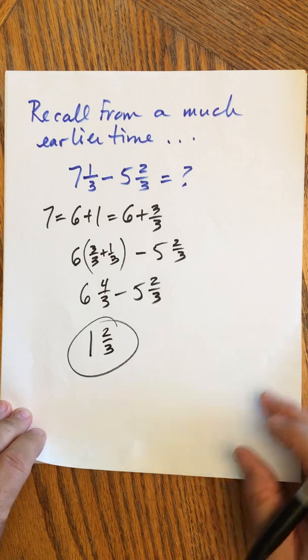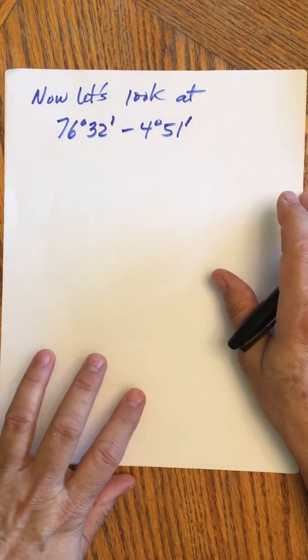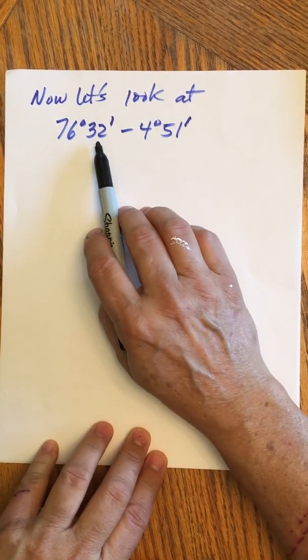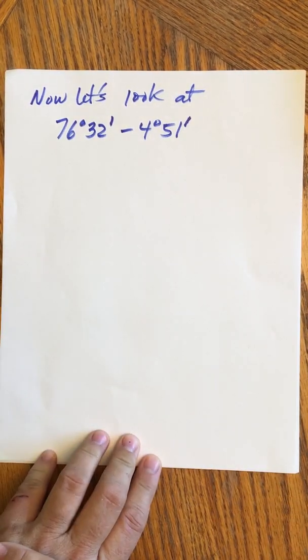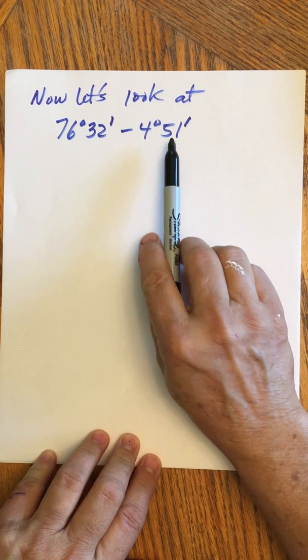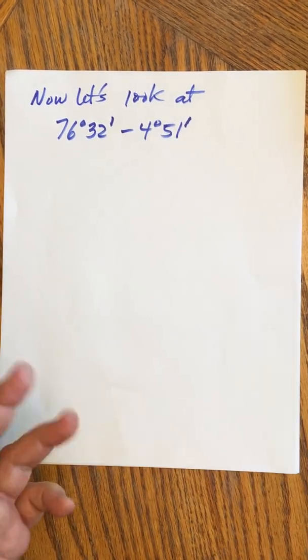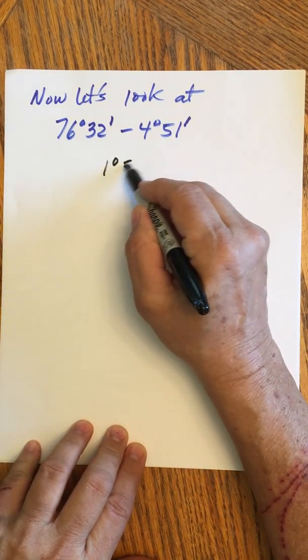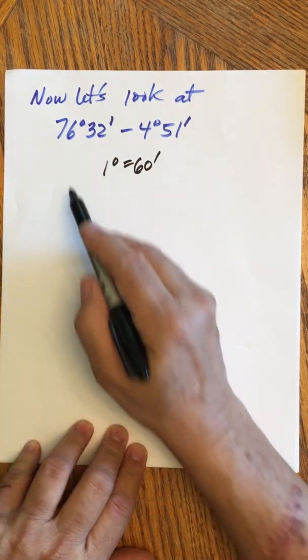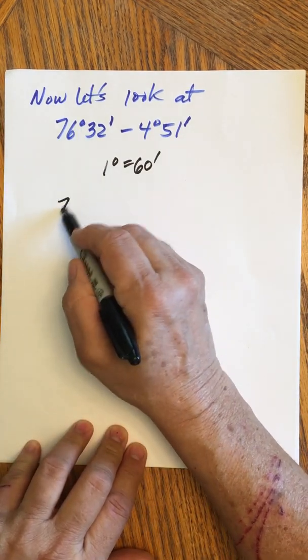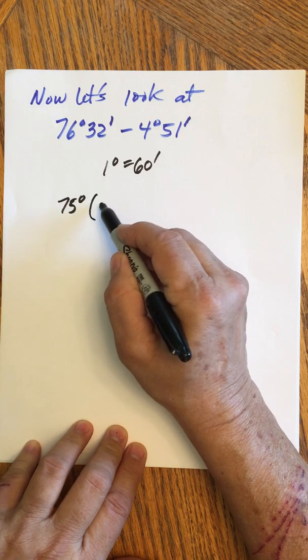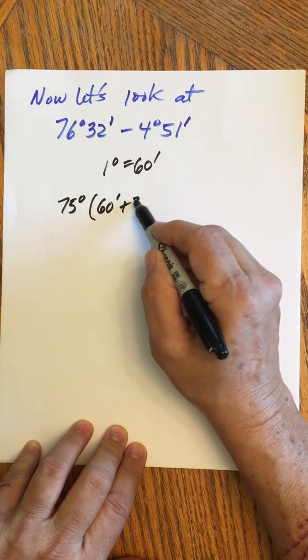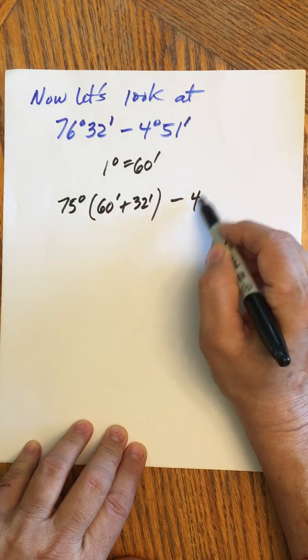Okay, so now let's take a look at an example specific to degrees, minutes, and seconds. So suppose we have 76 degrees and 32 minutes minus 4 degrees and 51 minutes, and you're like, uh-oh, 51 minutes is more than 32 minutes, so what do you do? Well, you're going to borrow a degree, and you're going to know that 1 degree is 60 minutes. So we're going to take away a degree from 76 and make it 75 degrees. And now that's going to give us 60 minutes plus the other 32 minutes that were already there.